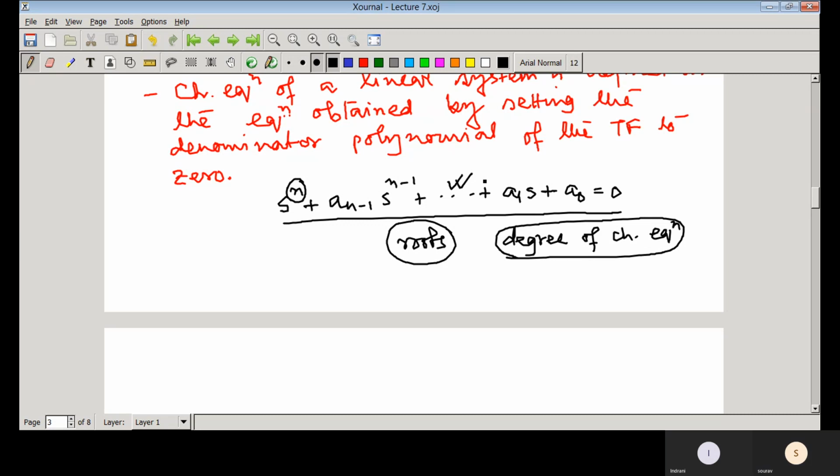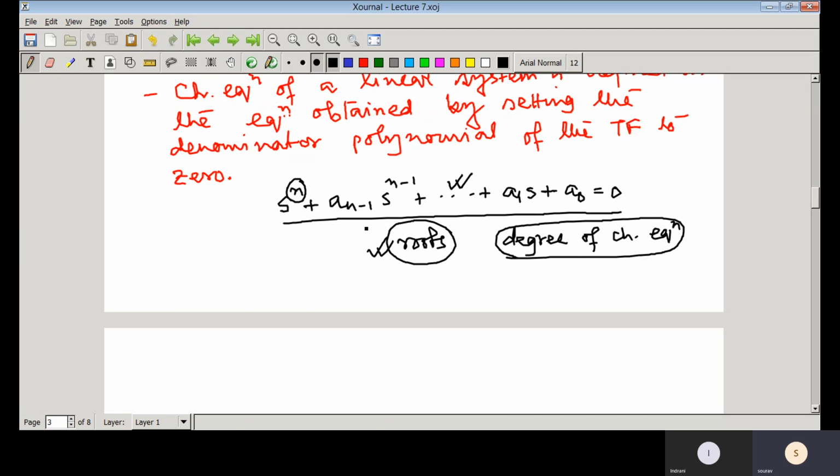As we have discussed in the introductory classes, whenever you will be considering dynamical systems, the primary requirement is that the system should be stable. So now the question is, how do you know the system is stable or not? The roots of the characteristic equation tell you whether the system is stable or not.